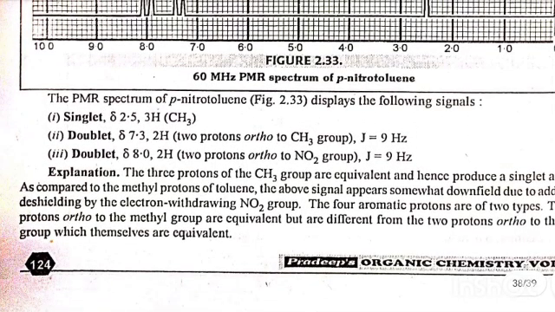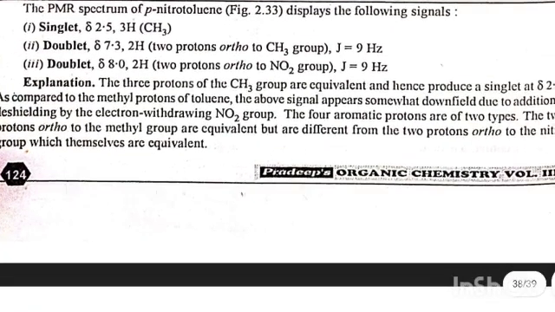Para-nitrotoluene. The PMR spectrum of para-nitrotoluene displays the following signals. A singlet at delta 2.5 for 3 protons, a doublet at delta 7.3 for 2 protons ortho to the CH3 group, J equals 9 Hz, and a doublet at delta 8.0 for 2 protons ortho to the NO2 group, J equals 9 Hz.